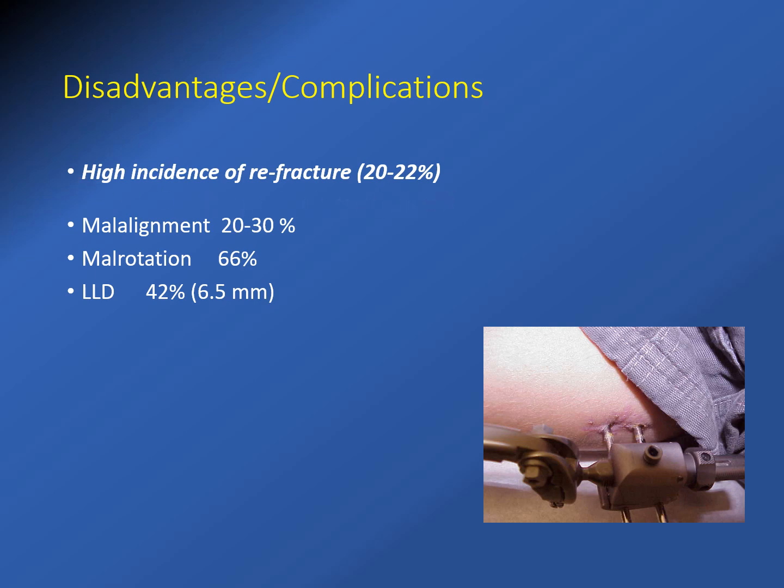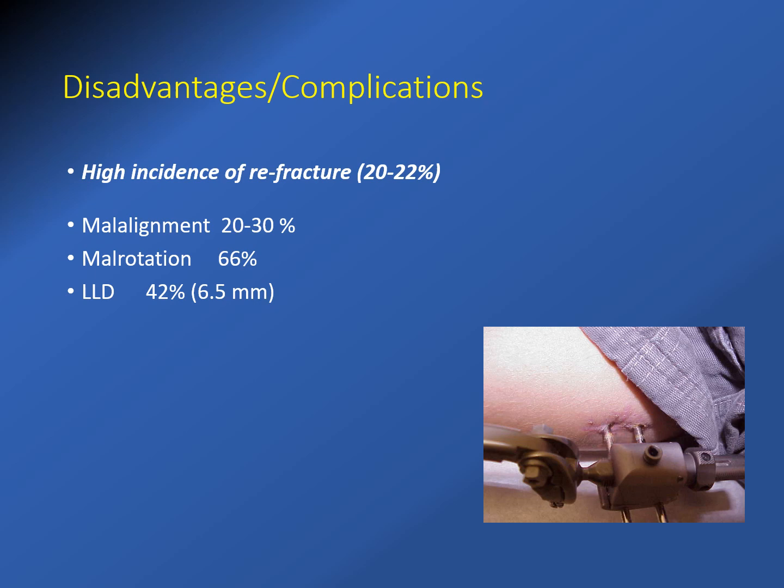Also, there is some degree of malalignment and malrotation and limb length discrepancy with using the external fixator. However, the main reason that we don't like to use them is the refracture. Another disadvantage of the external fixator is the pin tract infection. At the level of the thigh, where there are usually lots of muscles and fat, there will be motion between the skin and the pin, and you will get pin tract infection.